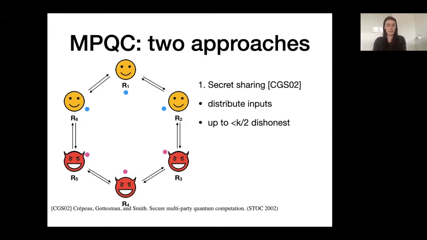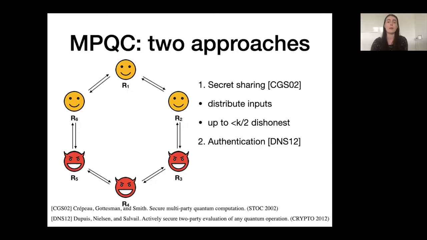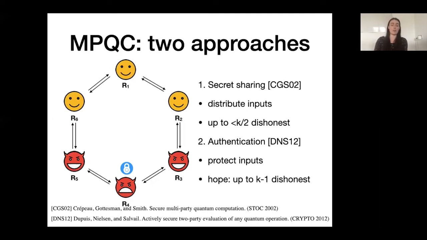There is a second, different approach that does not have this limitation. It's based on quantum authentication codes. And the idea is that instead of distributing the input so that at most some fraction can be corrupted, the players encode their input into an authentication code, so that it can be sent freely around to the other players. And even if a corrupted player holds the entire authenticated state, it cannot access or alter its content without being detected. The hope is that with quantum authentication codes, we can break the barrier that we had with secret sharing and design a protocol that's secure up to k-1 out of k dishonest players.